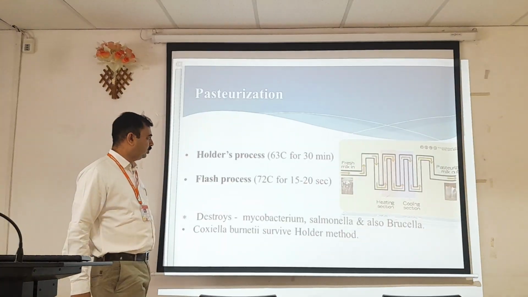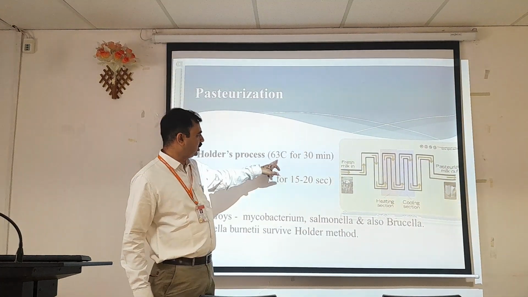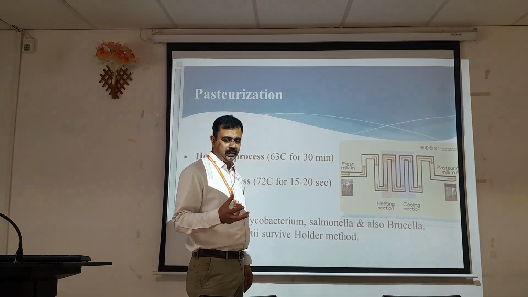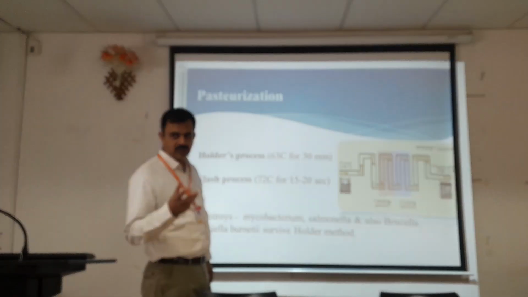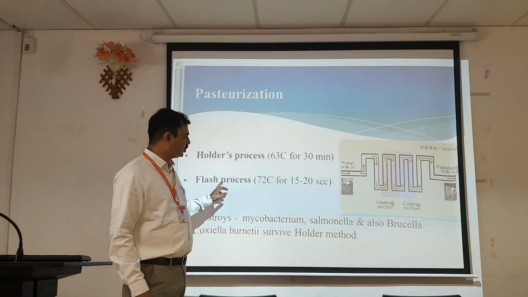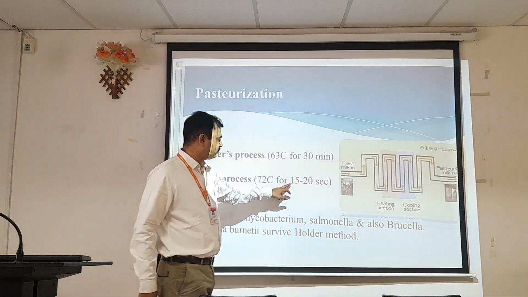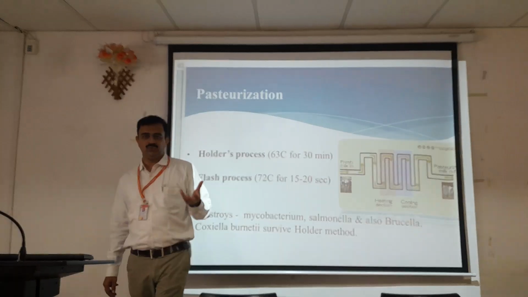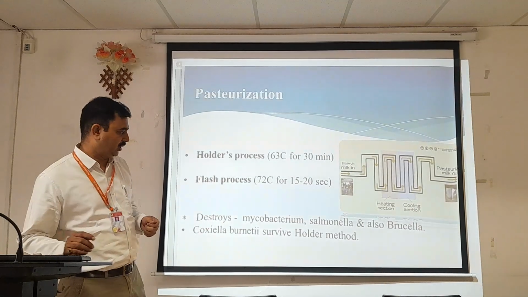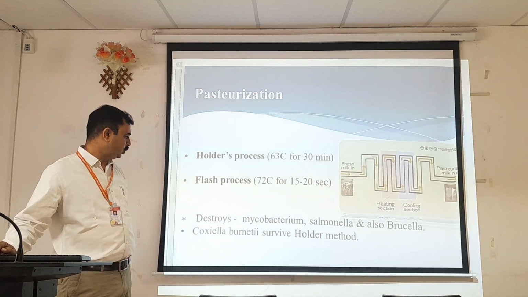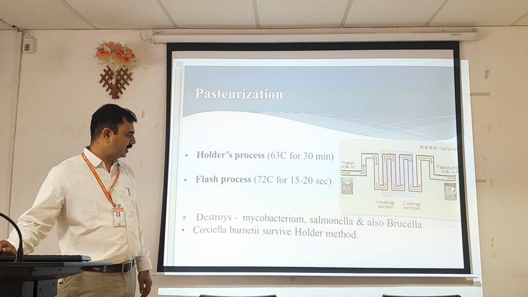Pasteurization. Now this is most important. Holder process, this is 60 degrees centigrade for 30 minutes. You hold that particular content at 63 degrees centigrade for 30 minutes only, and you will get a proper way of sterilization. Flash process, 72 degrees centigrade for 15 to 20 seconds. This will be helpful for killing all those microorganisms which are present, and the process is called pasteurization. It destroys Mycobacterium, Salmonella and also Brucella, while Coxiella burnetii survives older methods.